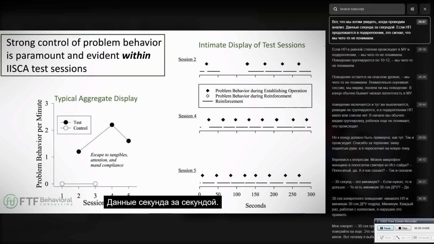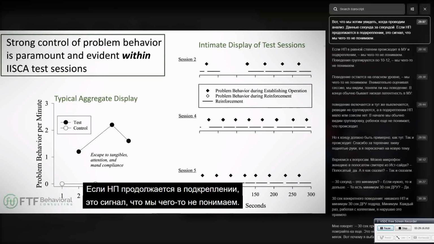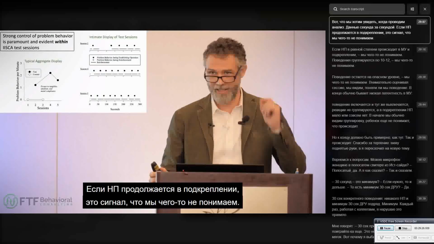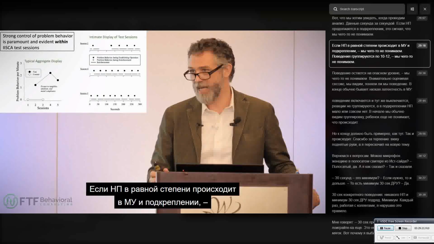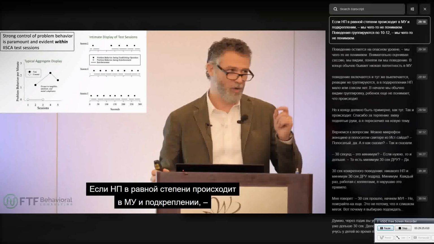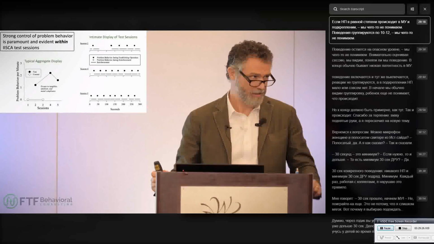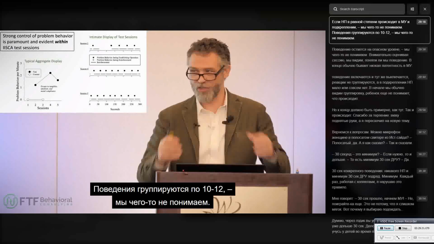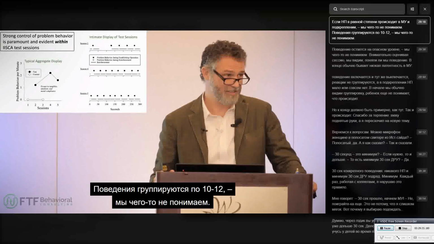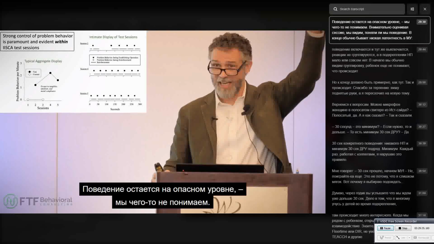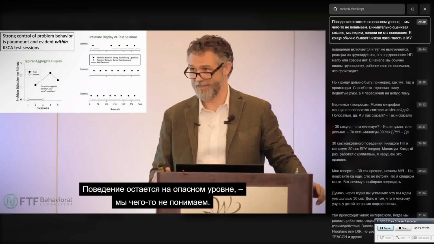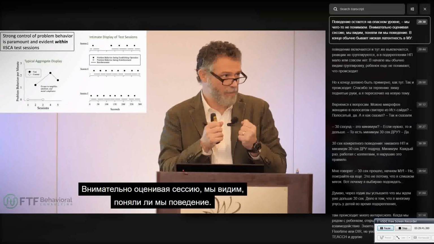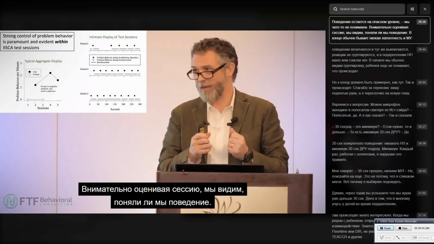We look at second-by-second data. If behavior is continuing on throughout reinforcement, that is a signal that we don't understand. If behavior is happening equally in the EO and reinforcement, we don't understand. If behavior is clustering 10, 12 in a bunch, we don't understand. If behavior stays at a dangerous level, we don't understand. So by looking within session, it's giving us the information as to whether we understand behavior.